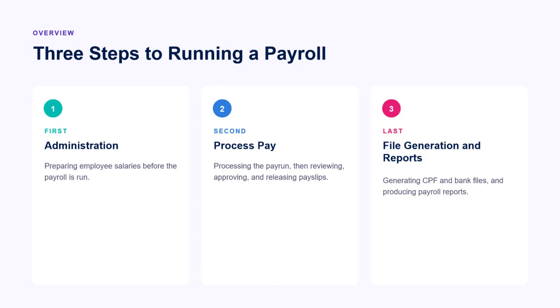Running a payroll in JustLogin can be divided into 3 simple steps. Step 1, Administration. Step 2, Process pay. Step 3, File generation and reports. In the first step, we'll prepare a payroll, review the payroll details, approve the payroll, and release the employee payslip. Finally, we'll generate the necessary payroll files and reports such as the CPF file, the bank file, and other payroll reports required after the payroll has been completed. Let's begin with the first step.